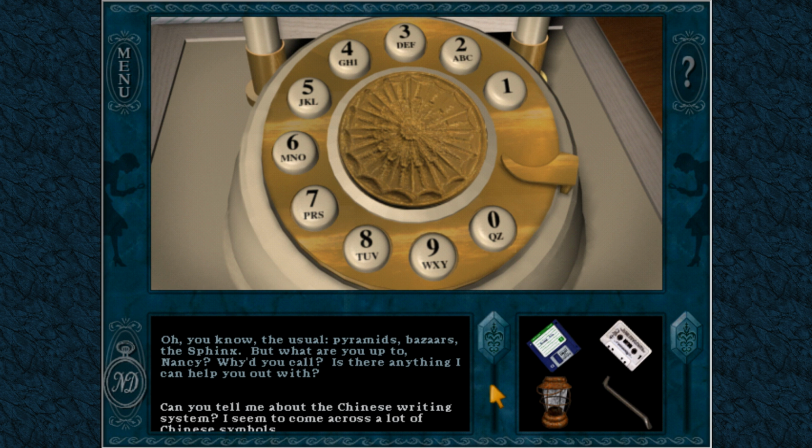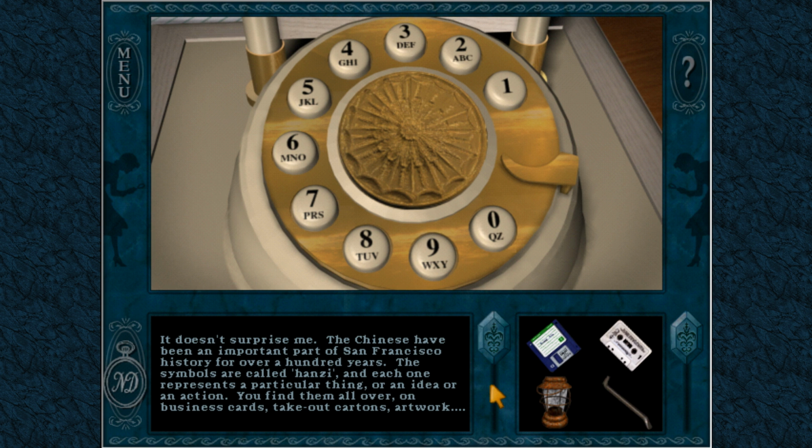Can you tell me about the Chinese writing system? I seem to come across a lot of Chinese symbols. Oh, it doesn't surprise me. The Chinese have been an important part of San Francisco history for over 100 years. The symbols are called Hanzi, and each one represents a particular thing, or an idea, or an action.